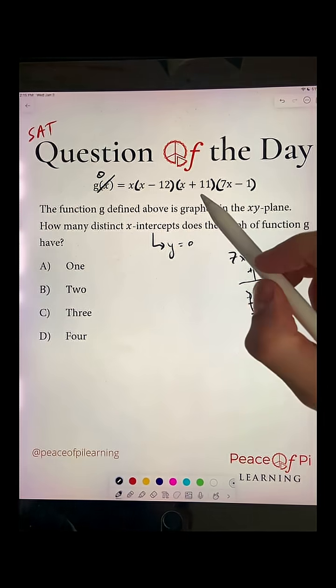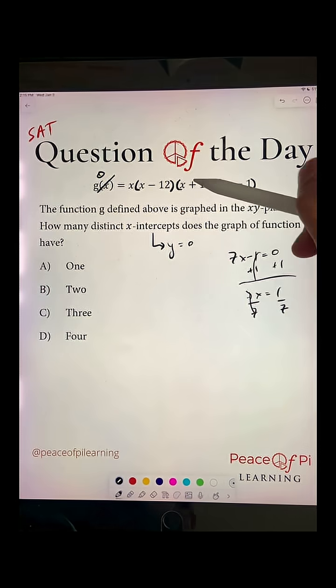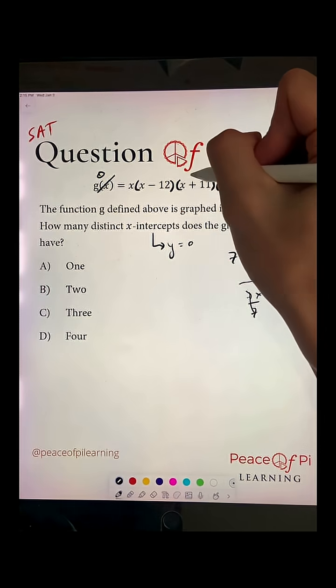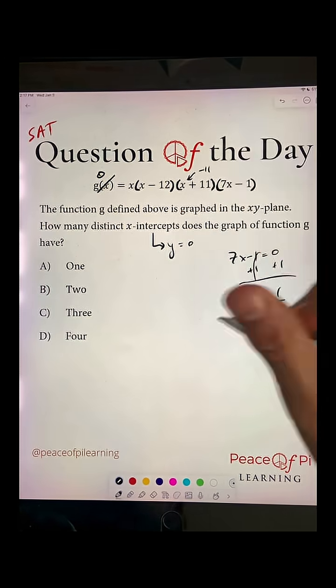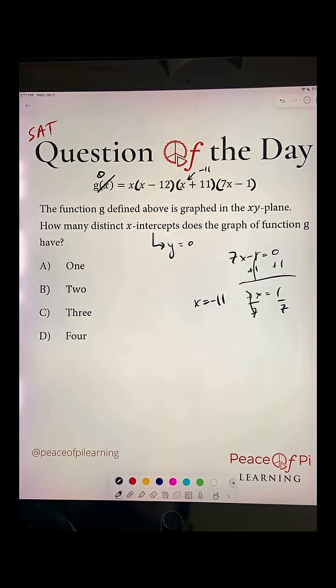The other ones are a little bit easier to see because you can see here x plus 11. So what number plus 11 gives you 0? And it's going to be always the opposite. So negative 11. So that's another x-intercept, right? X minus 12, even easier to see. So what number minus 12 gives me 0? Well, that's 12 minus 12, right? So x equals 12 is the third intercept.